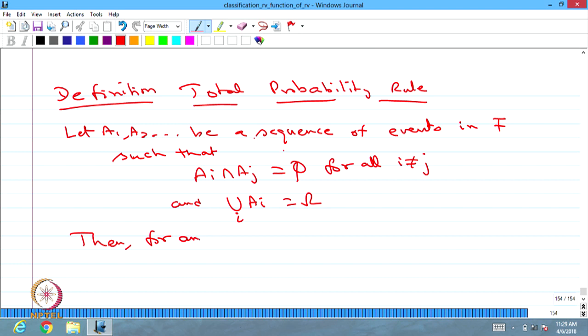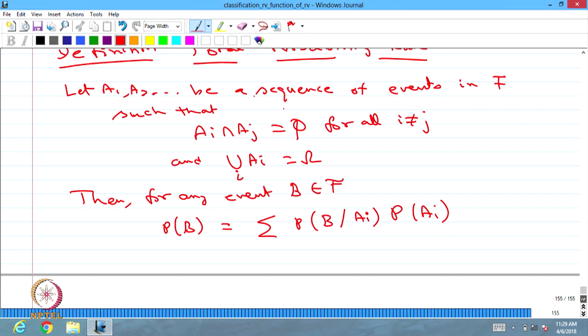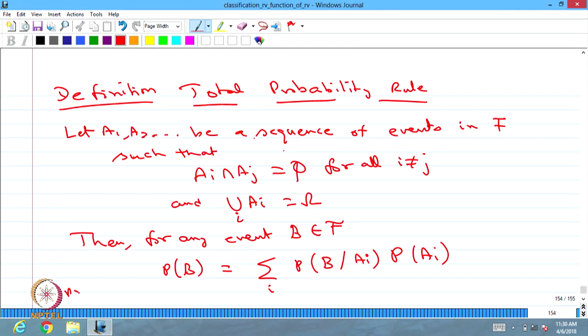Then for any event capital B belonging to F, the probability of B can be computed by the summation of the conditional probability on Ai's multiplied by P of Ai. This is a summation over i, provided P of Ai has to be strictly greater than 0.